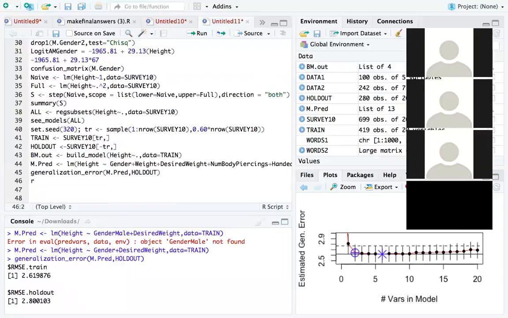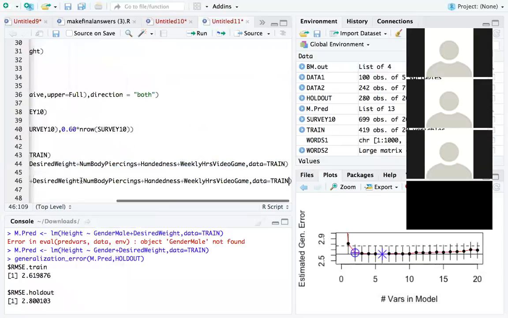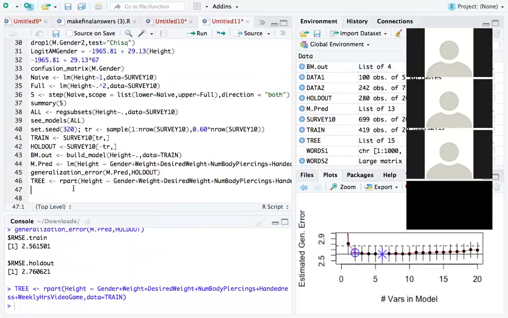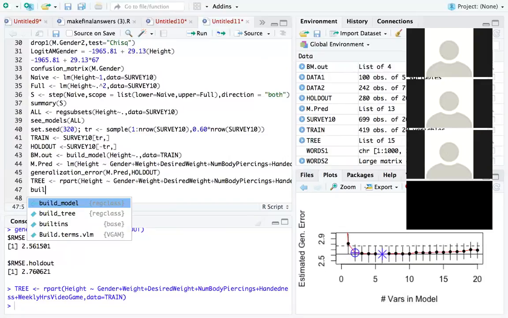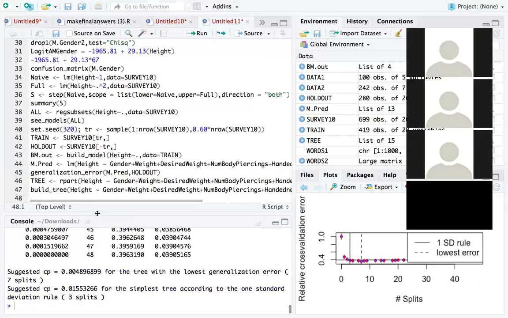Next, let's do a little R part right here. So let's make our tree, and let's do R part, and let's go ahead. And you know, we could take this formula. So I'm going to take this formula right here that I got, and I'm going to make a predictive model with R part and see how it works. So I just made a tree. Well, we want to use the build tree command, right? Build tree. Cool. Okay, here we go.